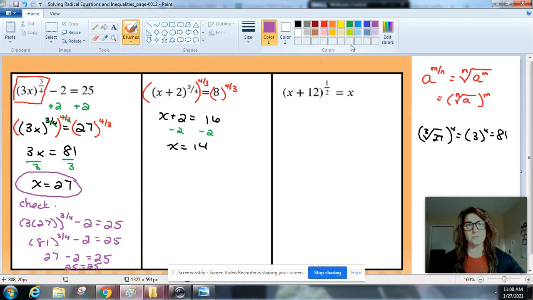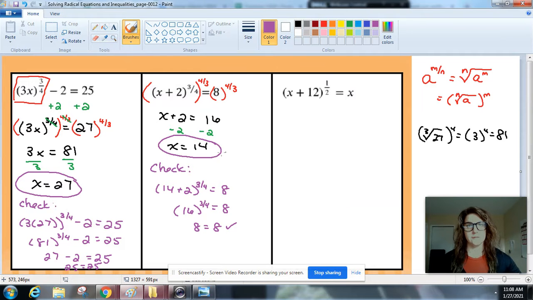Again, we're just going to double check. By the way, checking not only helps you figure out if you have extraneous solutions, it helps to make sure you did the problem right. Because if it works, you know you did something right. Okay, again, nothing to do on this side. 14 plus 2 is 16. 16 to the 3/4 power does work out to be 8. So it worked. I know that's my solution.